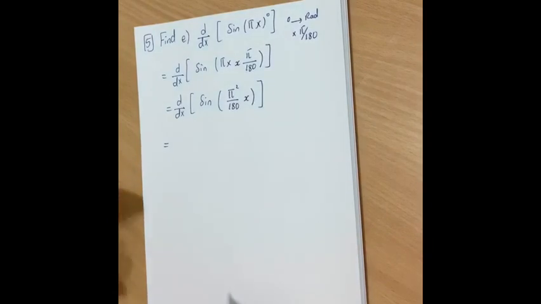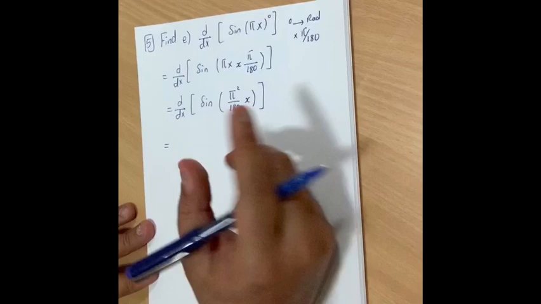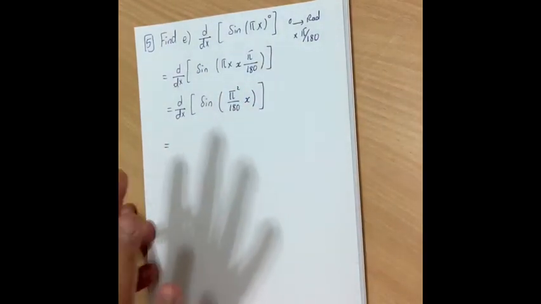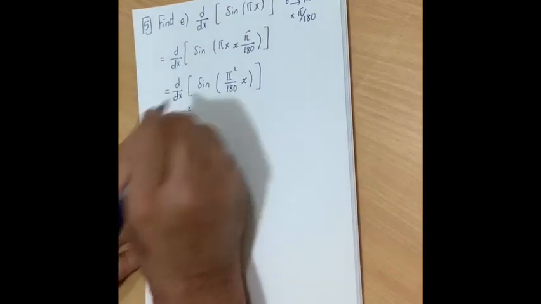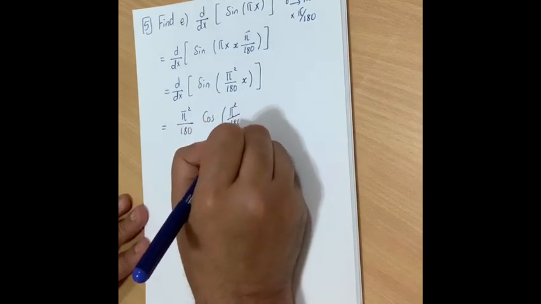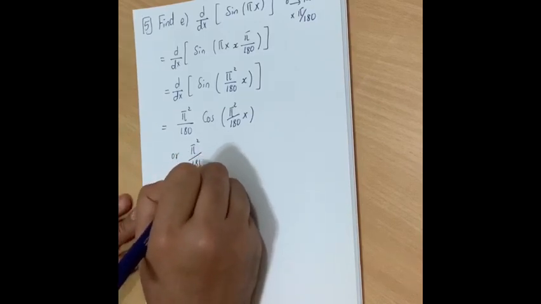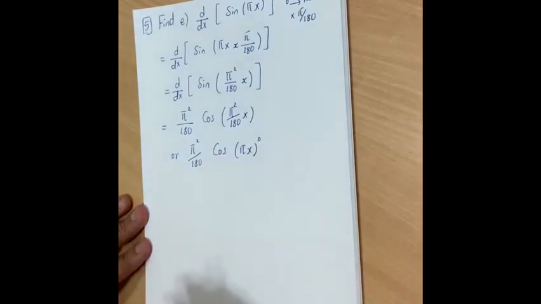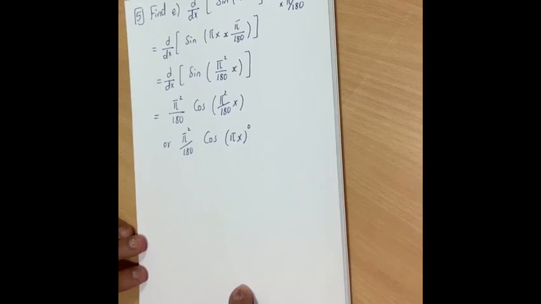The rule of differentiation of sine is the derivative of what you have inside the sine. So remember, this is a number, a coefficient, a constant. The derivative of any constant multiplying x is the constant itself. So you're supposed to write pi squared over 180. Then the derivative of the sine is cosine of pi squared over 180 x, or pi squared over 180 cosine of pi x degrees. So you can write it in both ways.